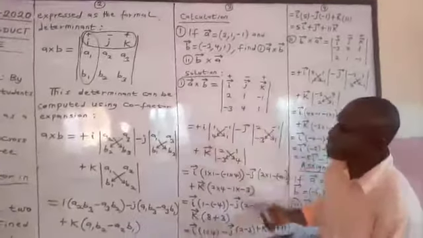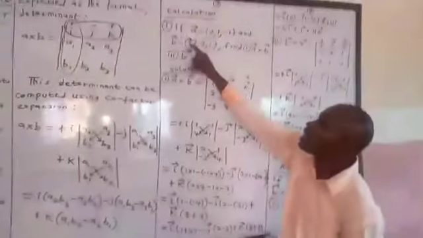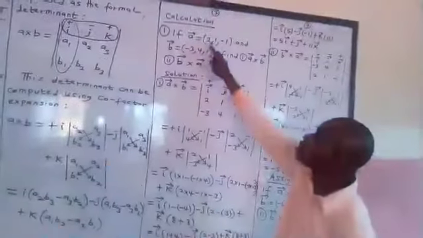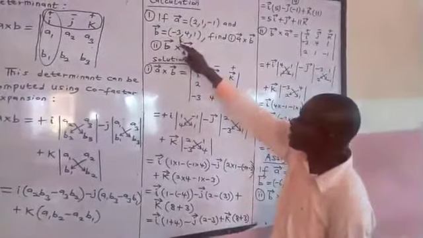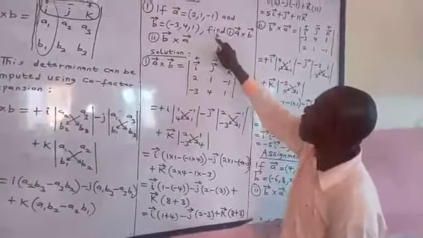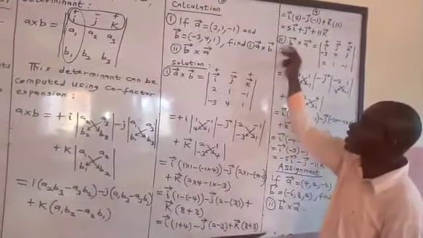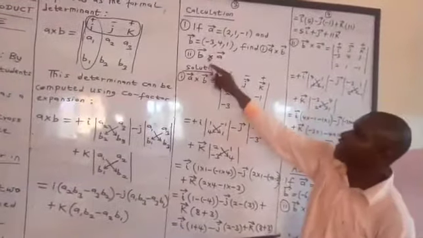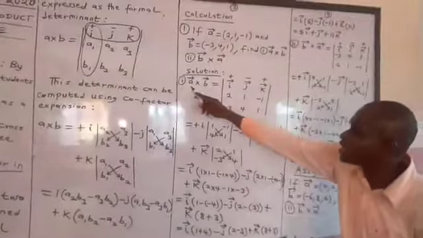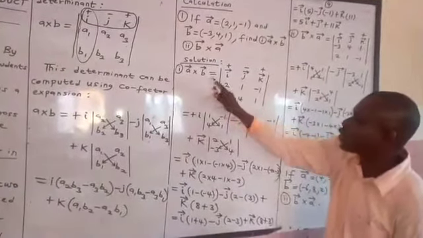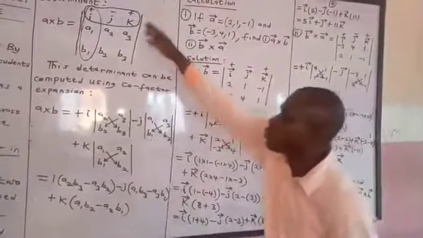So we'll go back to calculation. Number 1: if vector A equals 2, 1, minus 1, and vector B equals minus 3, 4, 1. Find (i) vector A times vector B, then (ii) vector B times vector A. We go back to the first one, vector A times vector B. We use the normal determinant, just the way we did here.